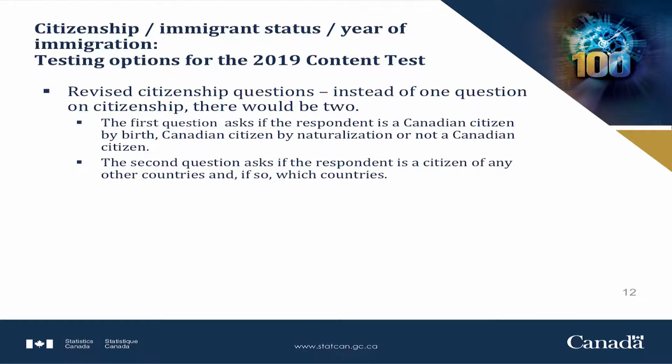So, where are we going with this in terms of testing for 2019? Well, the first thing we're going to do for both test panels is split the citizenship question into two. So instead of one citizenship question, we'd have two. The first one would be, basically, are you a Canadian citizen by birth, a Canadian citizen by naturalization, or not a Canadian citizen? And then the second question would ask the person if they're a citizen of any other countries, and if so, which country. So that will get around that issue of the underreporting of non-Canadian citizenships.